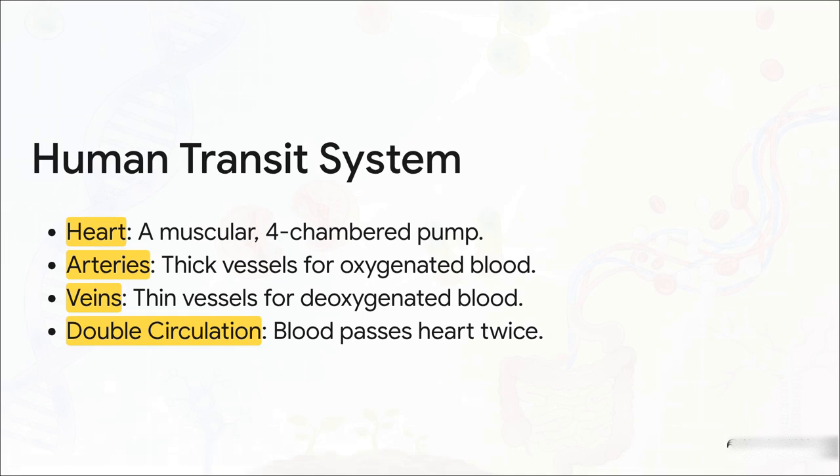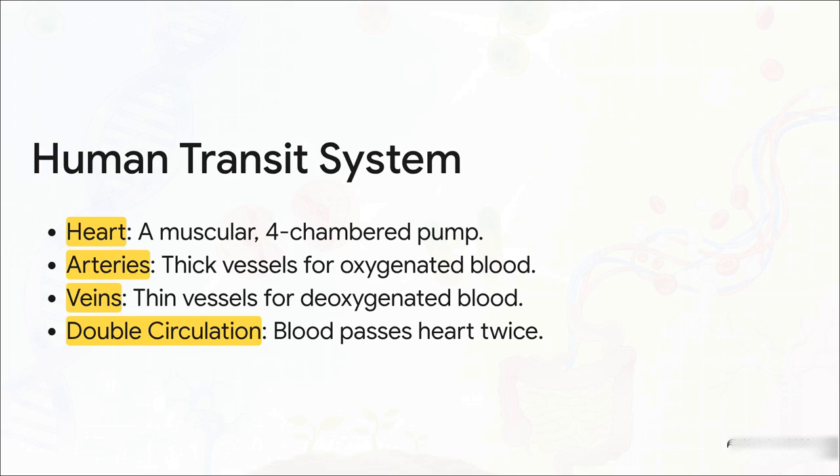Once you have your nutrients and oxygen, you still have to transport those supplies to every single corner of the city and simultaneously cart away all the waste. In humans, this transit system is powered by an absolute powerhouse, the heart. It's a muscular, four-chambered pump roughly the size of your fist.